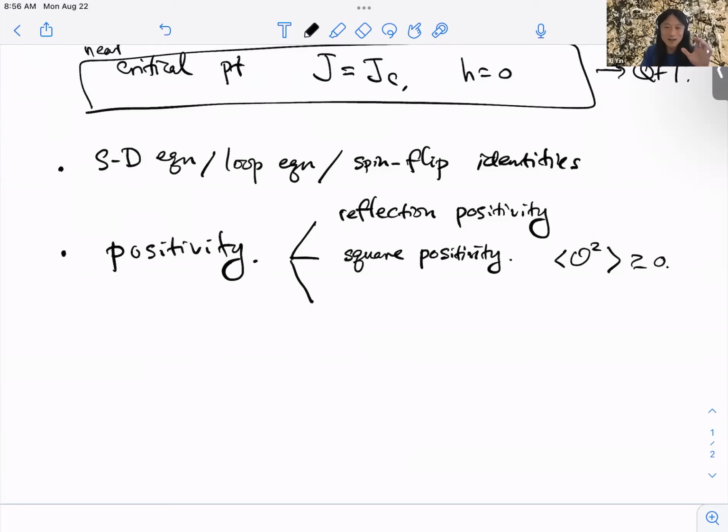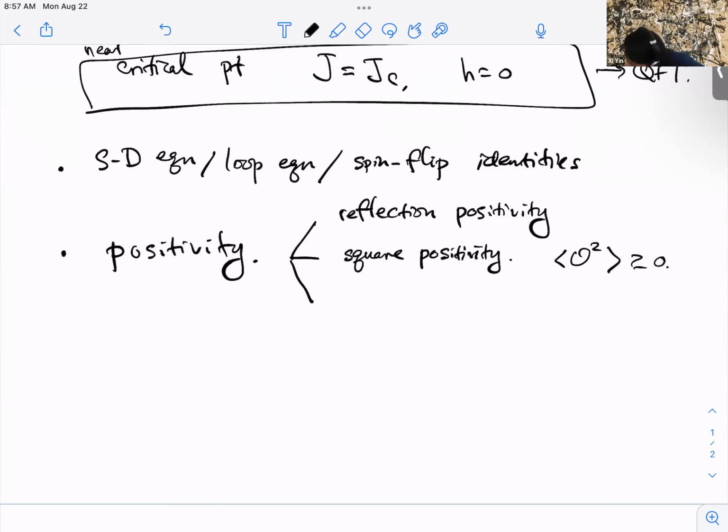Sorry, I lost you for just a second. Could you repeat your question? No. Square positivity is for Hermitian operators, right? Yes. Okay. Sorry. Yeah, go ahead. And then in the third, reflection positivity, what is being reflected?